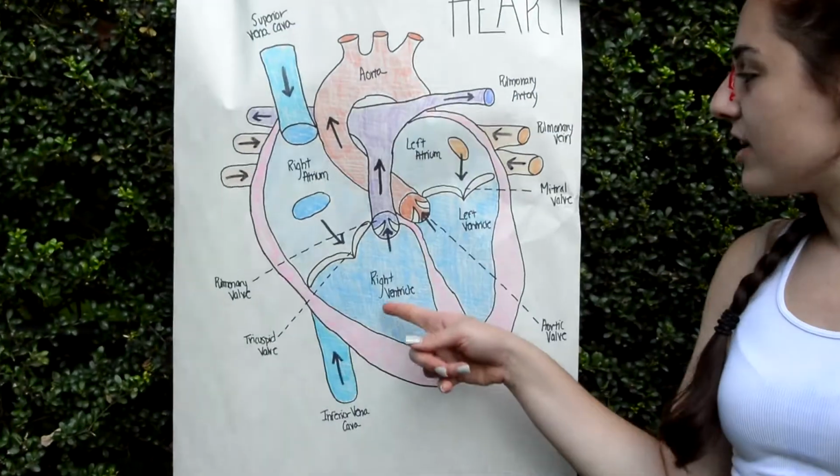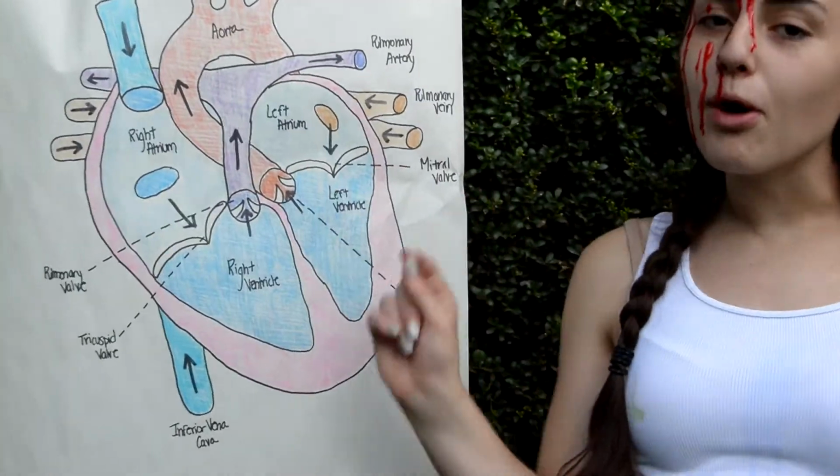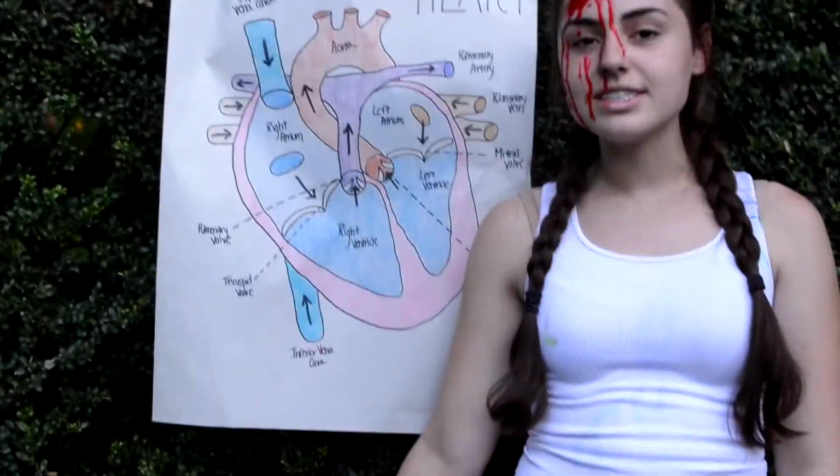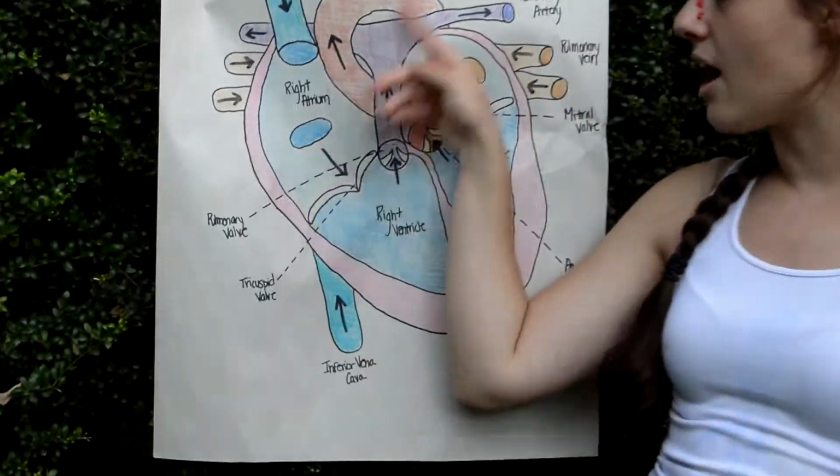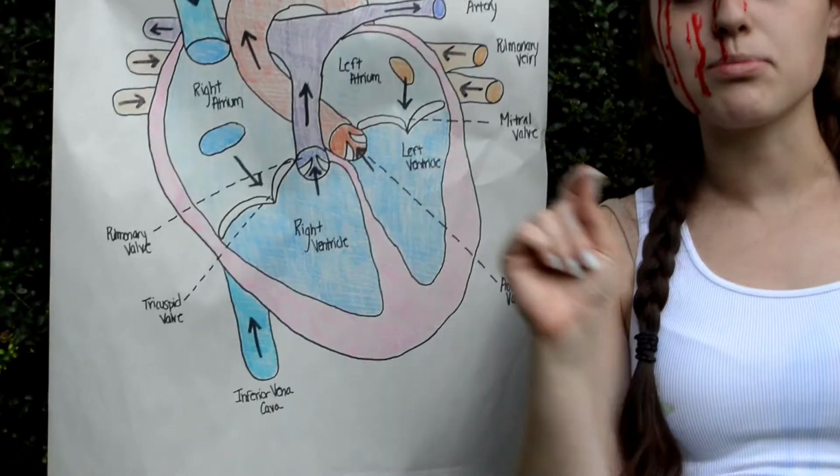Then blood moves from the right ventricle to the pulmonary trunk through the pulmonary semilunar valve. Once in the pulmonary trunk, blood moves to the right and left pulmonary arteries and out to the lungs. Remember, arteries carry blood away from the heart.